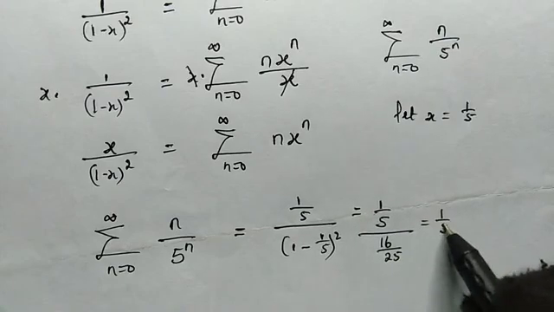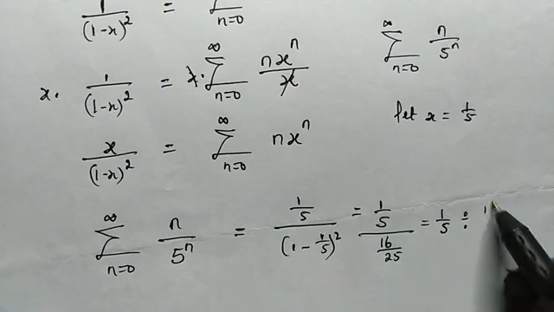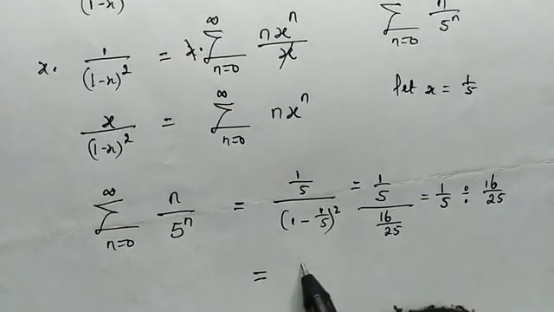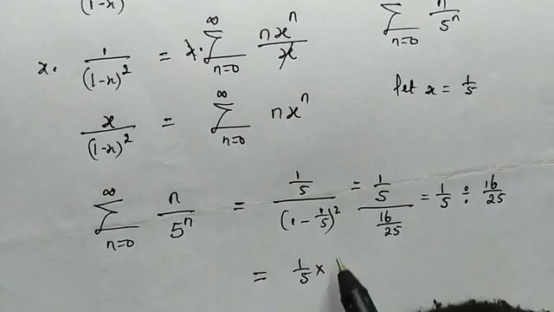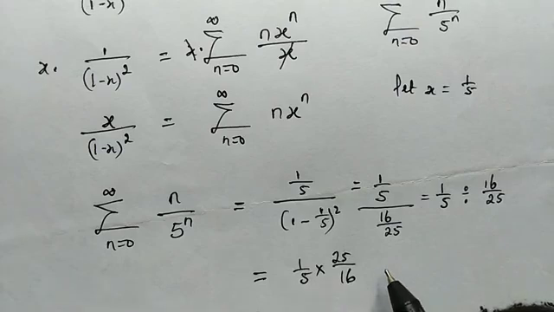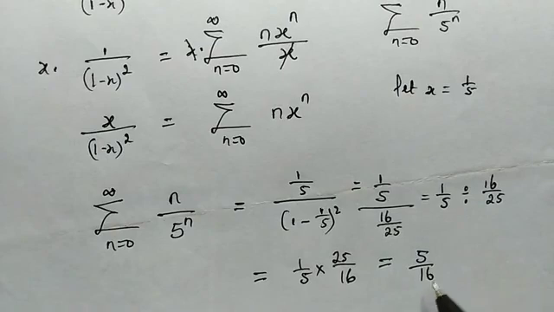This equals 1 over 5 divided by 16 over 25, and from there, this equals 1 over 5 times, then the reciprocal, 25 over 16, right? And from here, this equals 5 over 16, and this is the right answer.